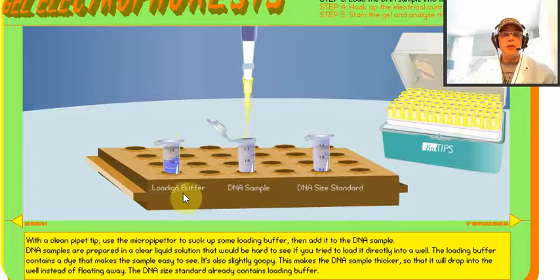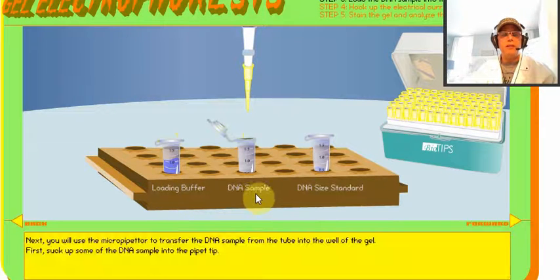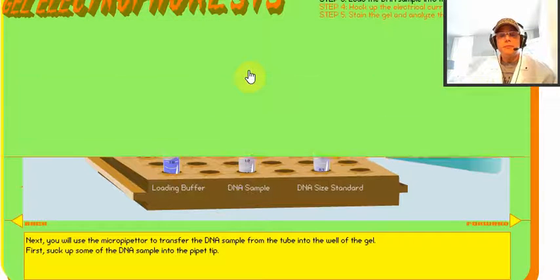All right, so we just took some of that loading buffer and put it into the DNA sample. Next, we will use the micropipetter to transfer the DNA sample from the tube into the well of the gel. First, suck up some of the DNA sample into the pipette tip. And we don't have to change this tip because it was already in both of these solutions. It's not going to become contaminated, so we will take some of that up.